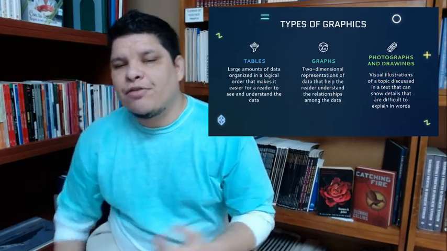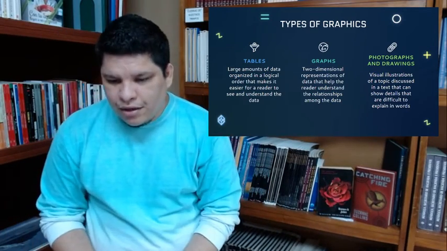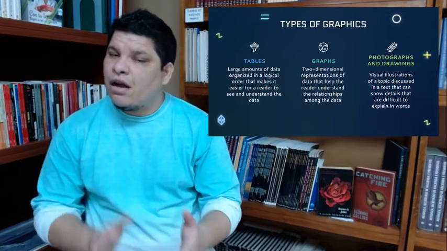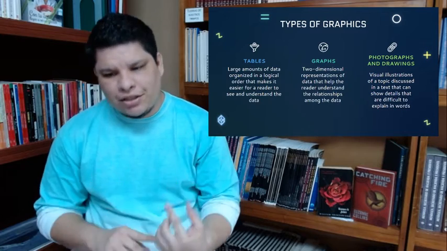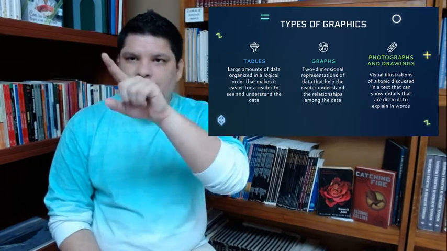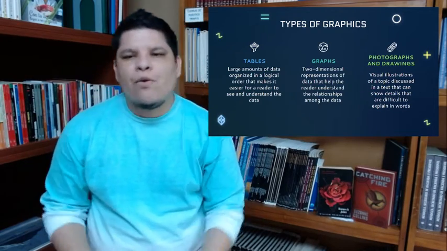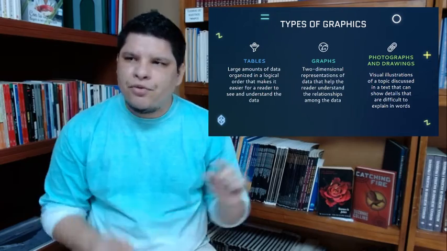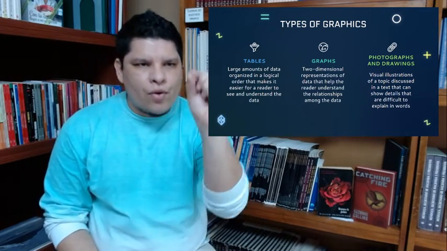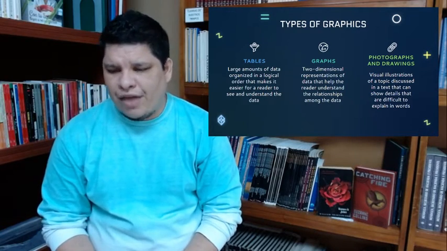The different types of graphics that we can find in this type of text is, number one, tables. Okay? These are large amounts of data organized in a logical order that makes it easier for the reader to see and understand the data. It's like, okay, this is the column, this is it. So basically, when you have huge amounts of information and you want to consult where something specifically is, you can use tables in order to organize all of that.